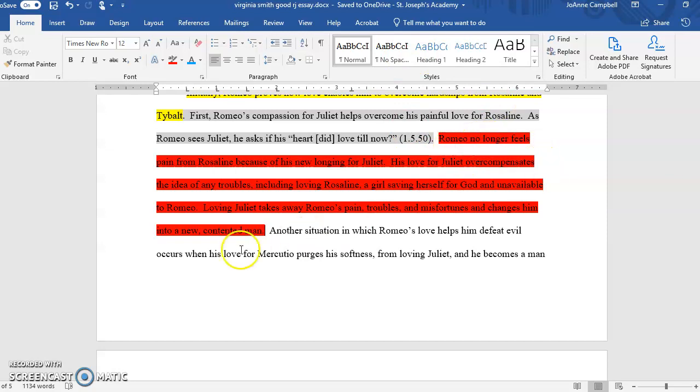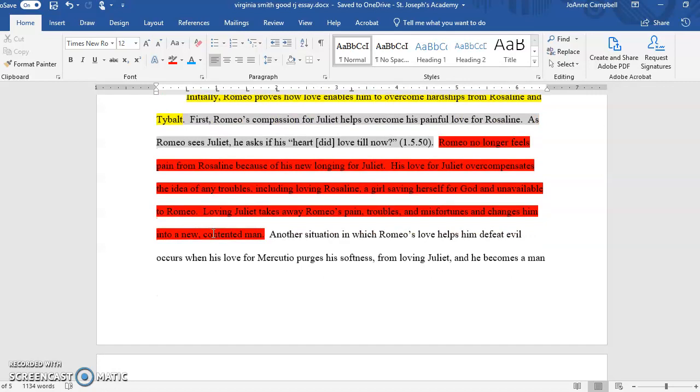Romeo no longer feels pain from Rosaline because of his new longing for Juliet. His love for Juliet overcompensates the idea of any troubles, including loving Rosaline, a girl saving herself for God and unavailable to Romeo. Loving Juliet takes away Romeo's pain, troubles, and misfortunes, and changes him into a new, contented man. Okay, so this is an idea coming from her head. A new contented man. That wasn't stated in the play, and that's exactly what you need to do. Come up with an idea from your head.